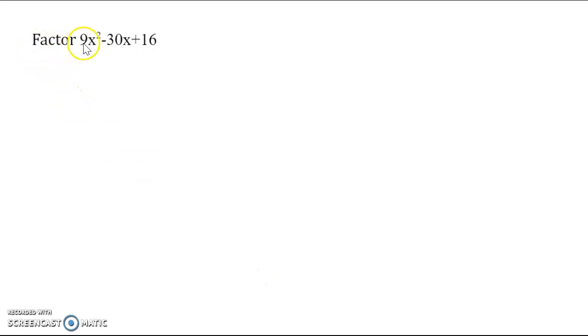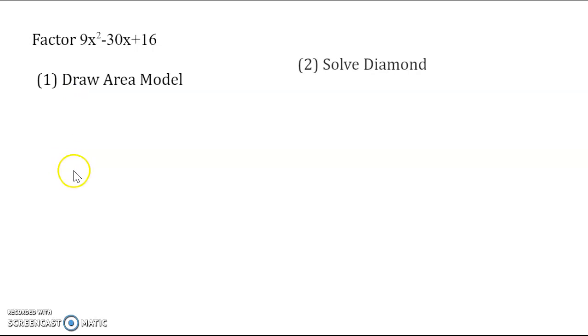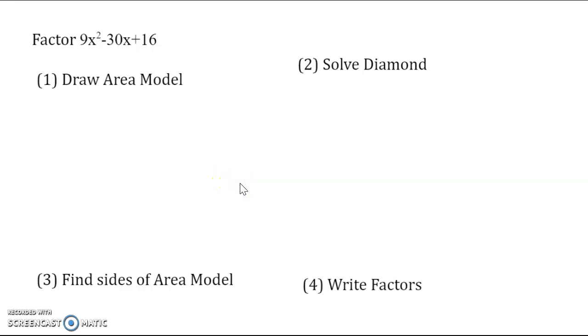Another example, 9x squared minus 30x plus 16. If you have this, the first step is to draw your area model. Second step, solve the diamond. Third step is find the size of the area model, and then finally write the factors. So let me just go through that now.